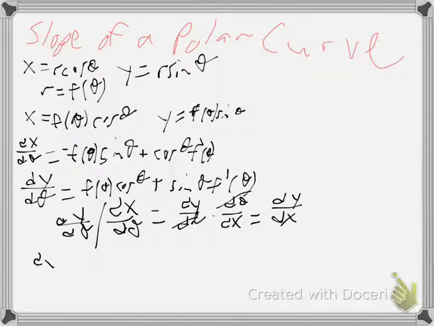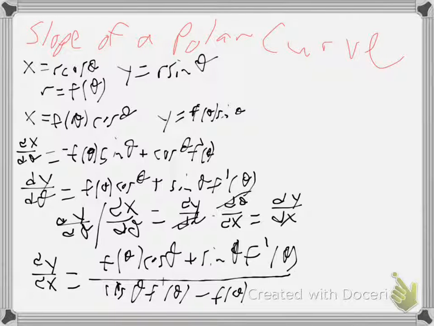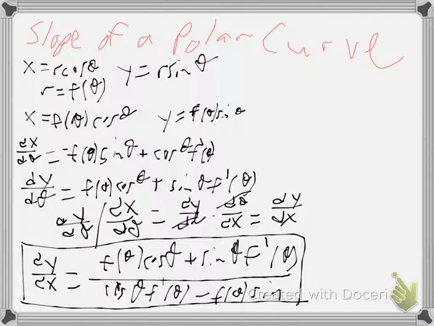So the formula for dy dx is f of theta cosine theta plus sine of theta times f prime of theta, all over cosine of theta f prime of theta minus f of theta times sine of theta. And this is your formula for finding the derivative, or not the derivative, the slope of a polar function.